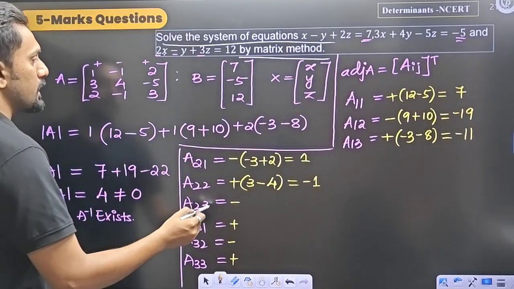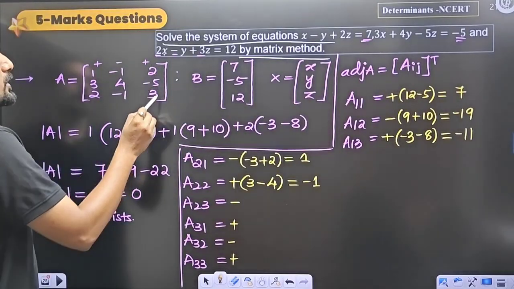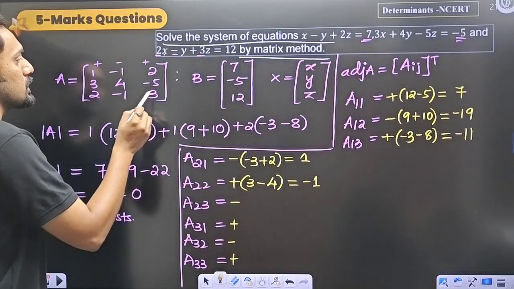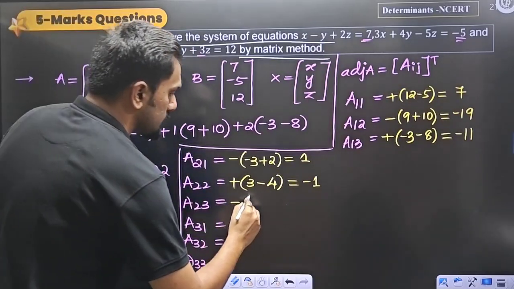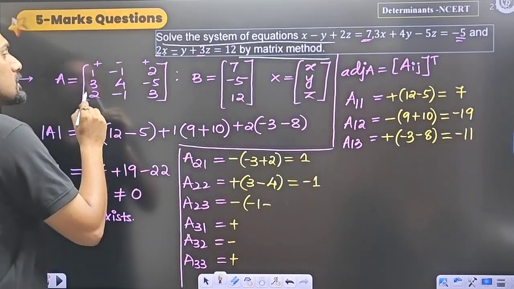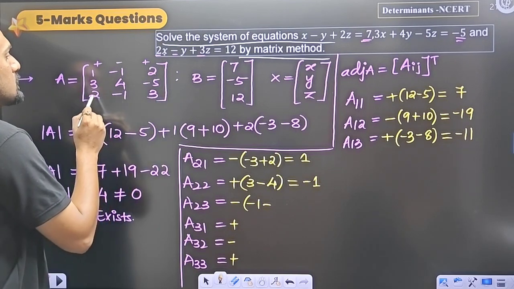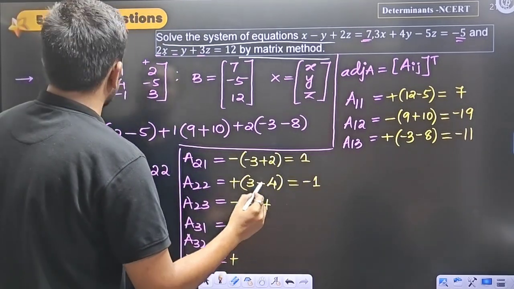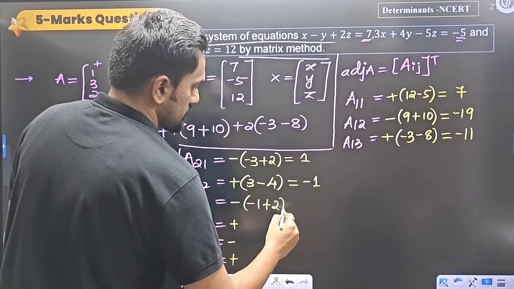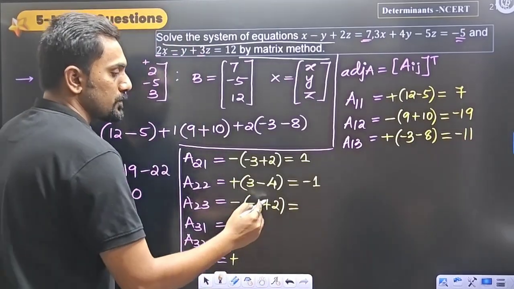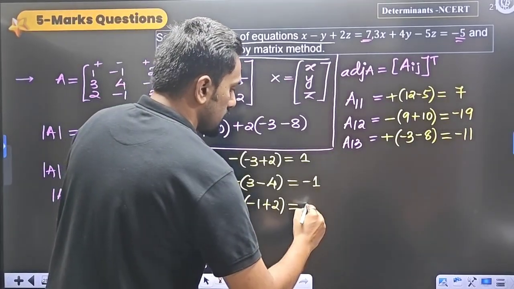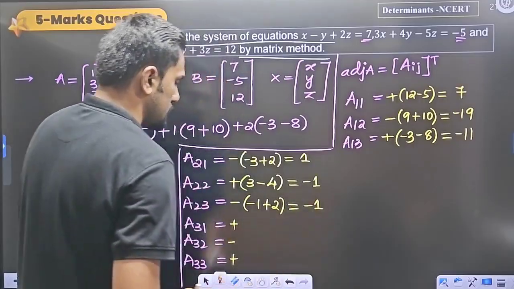Next, second row third column. 1 into minus 1 is minus 1. Next, 1 into minus 1. Then minus into minus will be plus 2. Minus 1 plus 2 is what? Plus 1. There is a minus outside, so minus 1 remains.